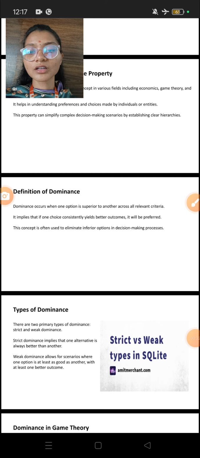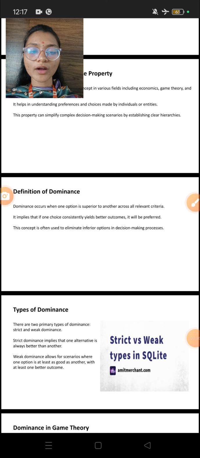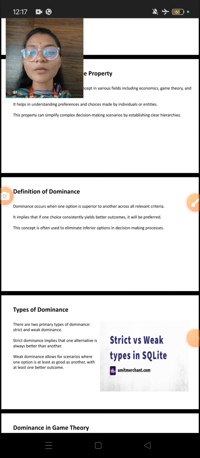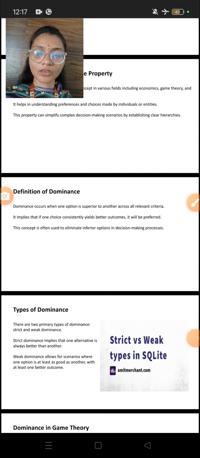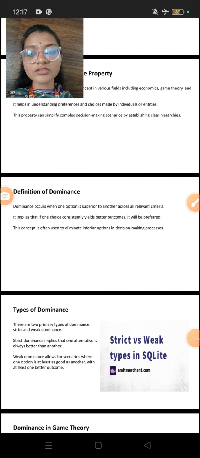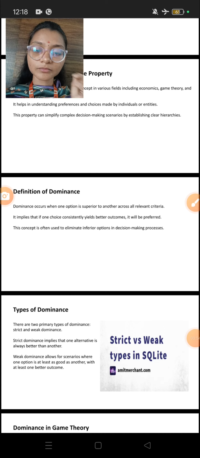Definition of dominance. Dominance occurs when one option is superior to another across all relevant criteria. It implies that if one choice consistently yields better outcomes, it will be preferred. And this concept is often used to eliminate inferior options in a decision making process.